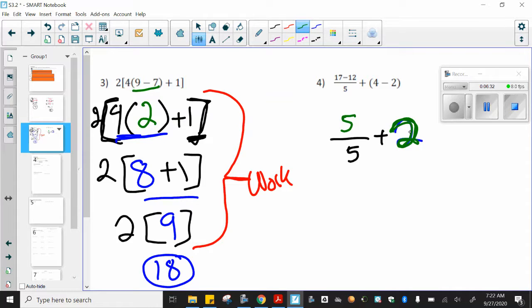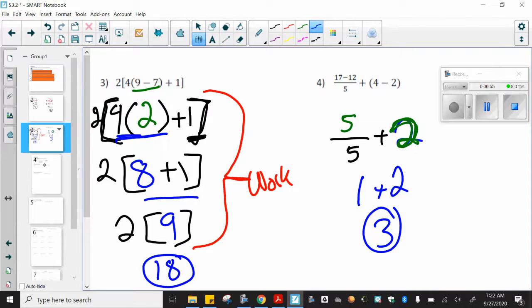All right. Then, our next question is, do I have any exponents? No. Do I have multiplication or division? Yes. 5 divided by 5 is division. 5 divided by 5 is going to make 1. I'm going to bring down the other number. 1 plus 2 makes 3.